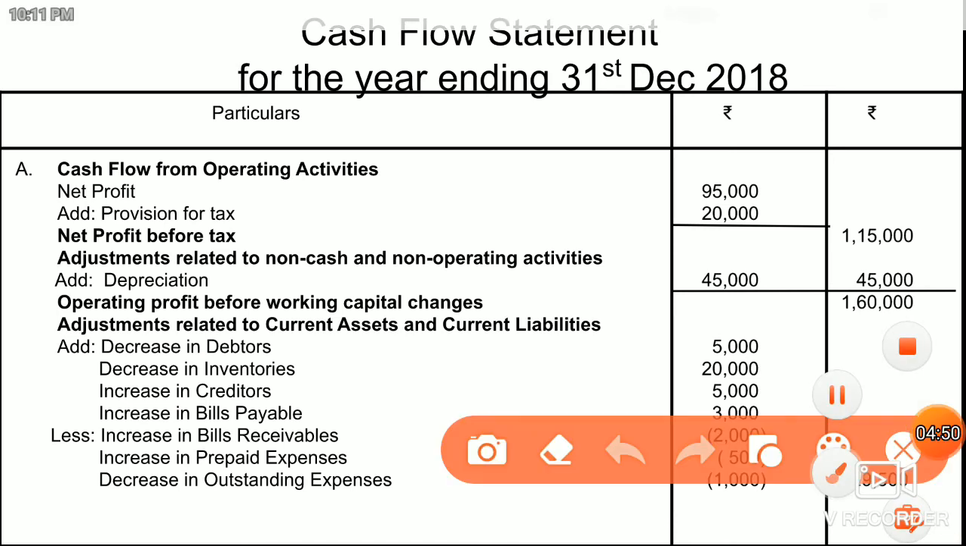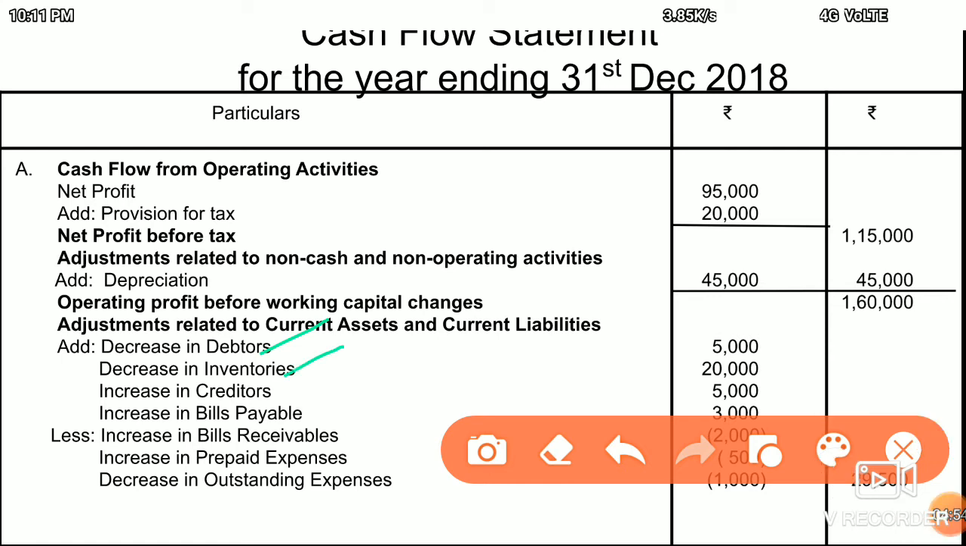Now the items which will be added will be decrease in debtors, it's a current asset. Decrease in inventory, a current asset. Increase in creditors, a current liability. Increase in bills payable, a current liability. So we will add all these items, which means we are showing it as an inflow of cash.